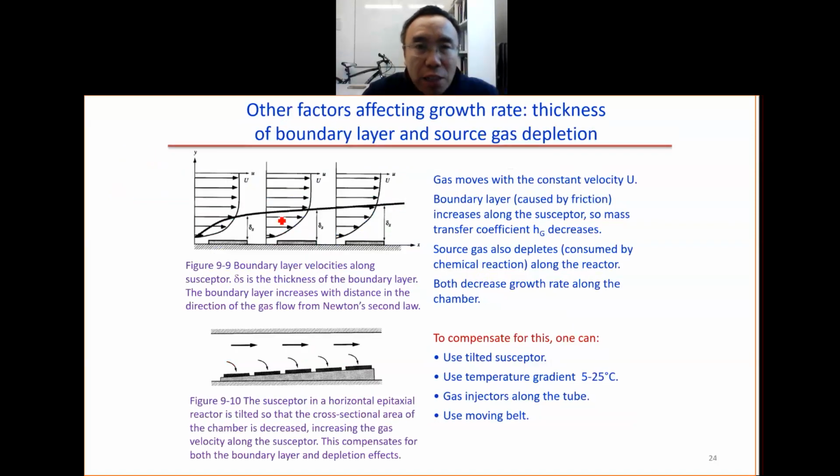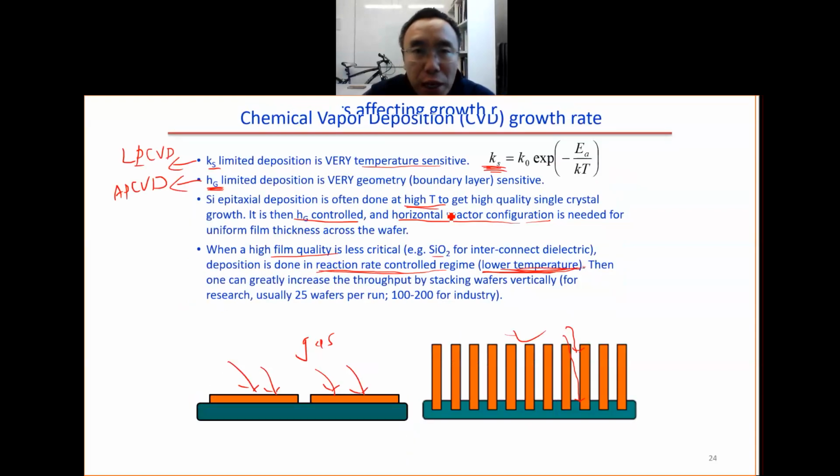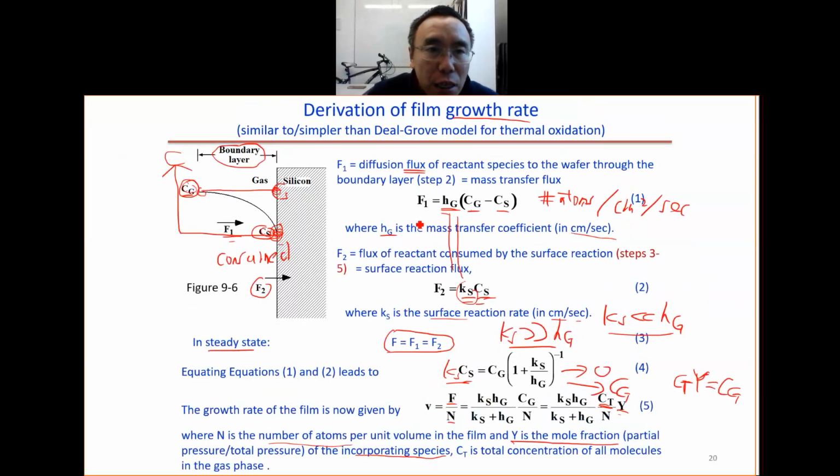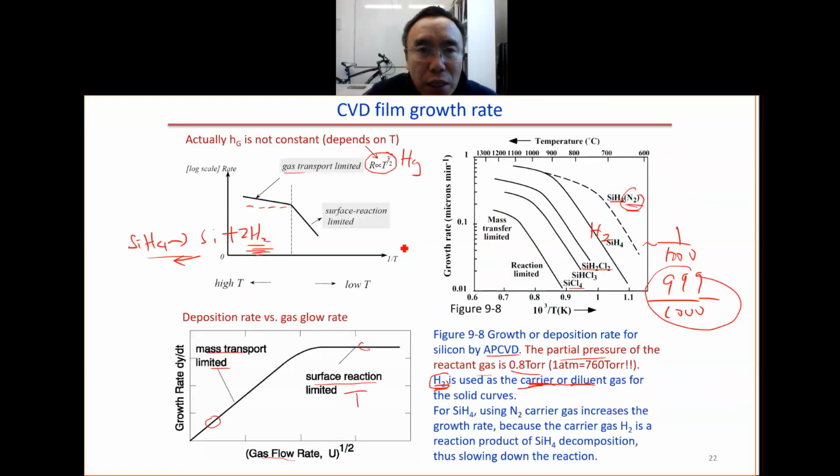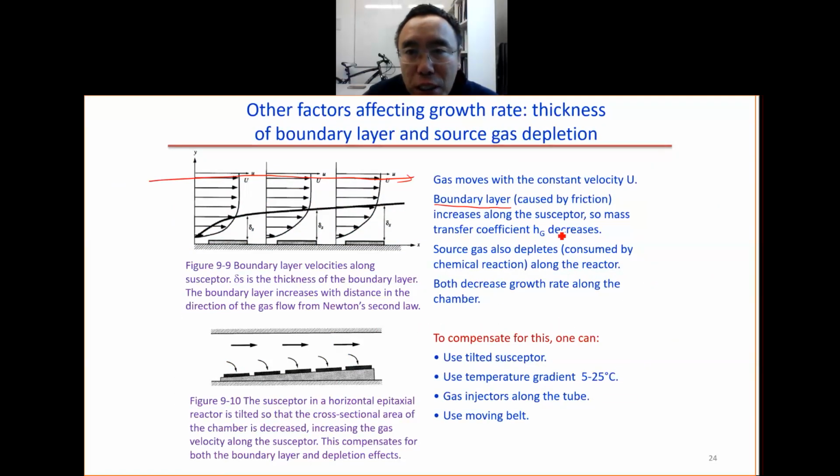Now let's look at other factors affecting the growth rate. Here the gas moves from the left to the right, so we have boundary layers. This is the boundary layer. Because of the friction, the boundary layer, delta S, becomes thicker and thicker. So we have a thicker boundary layer, the diffusion.